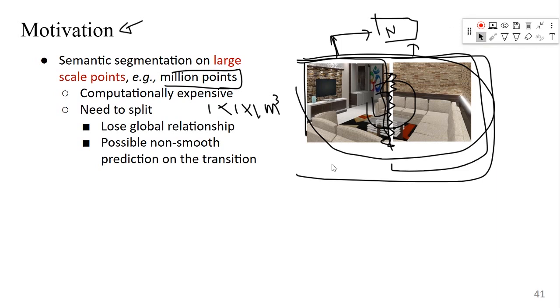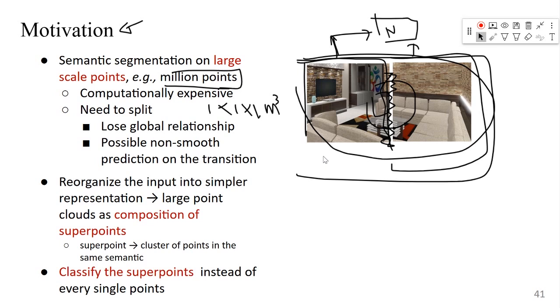This work tried to address this issue by reorganizing the input into a simpler representation. They formulate the large-scale point cloud as a composition of superpoints. What is a superpoint? We can think of each superpoint as a cluster of points, where the points in the same cluster have homogeneous semantics.